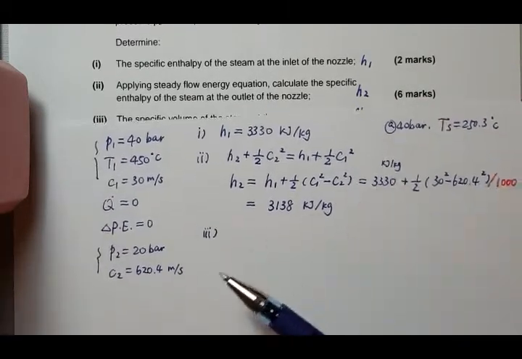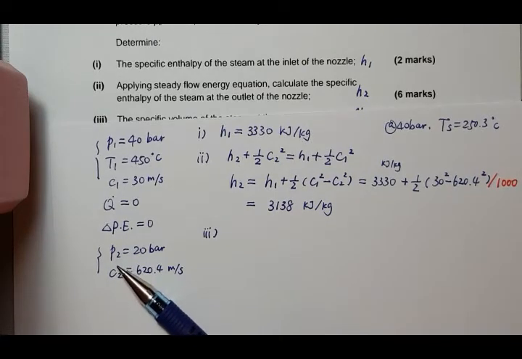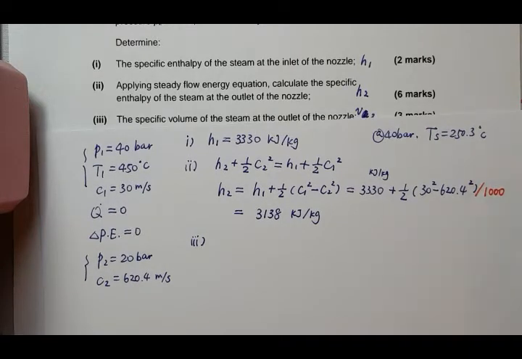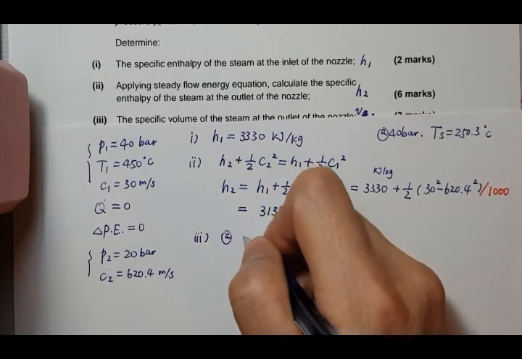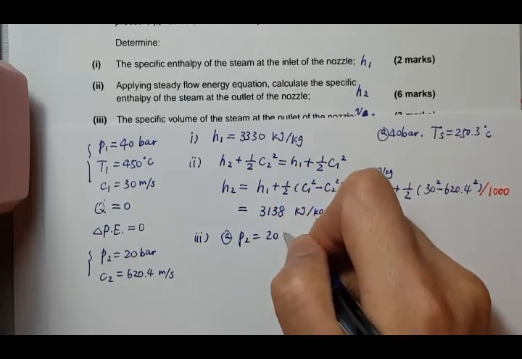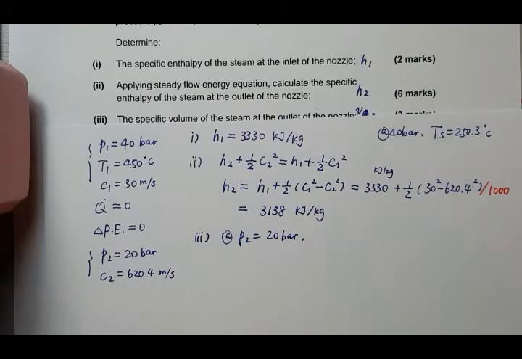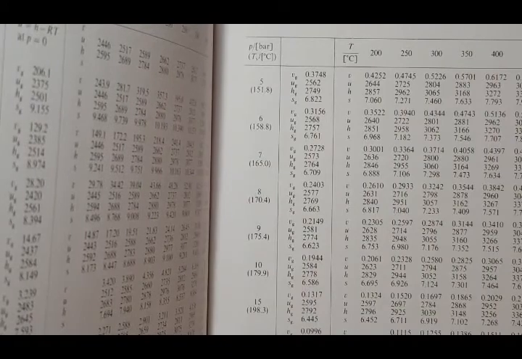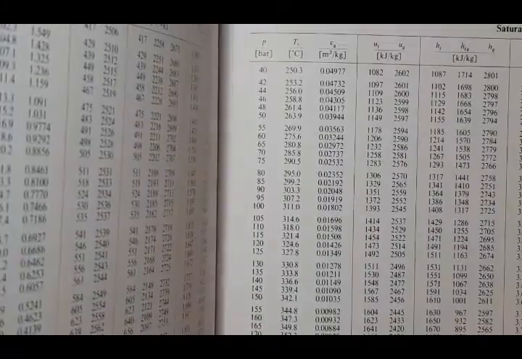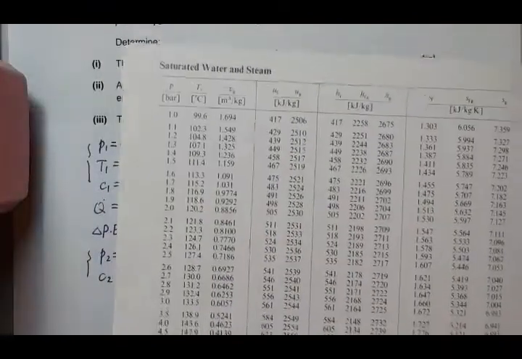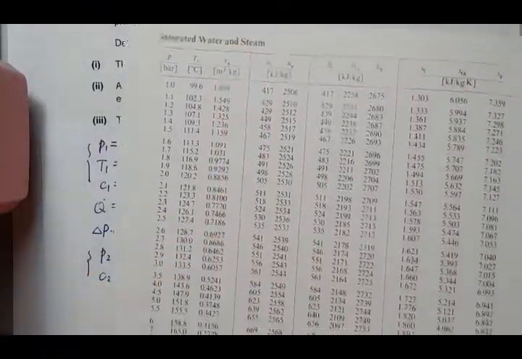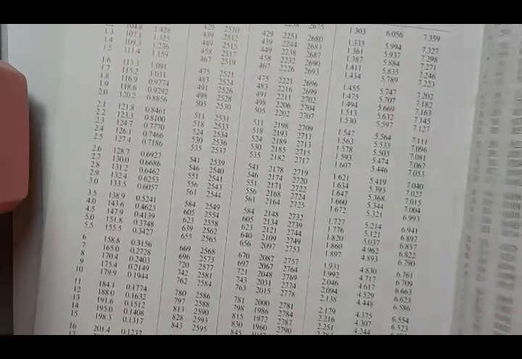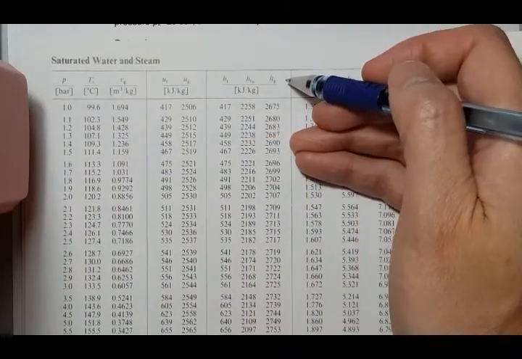We have some clue here, because the pressure at the outlet is 20 bar. So we can use the steam table to find out. At P2, 20 bar, we can check the Hg at 20 bar by using the saturated water and steam table. So 20 bar is here, and we know Hf, and that's Hg.